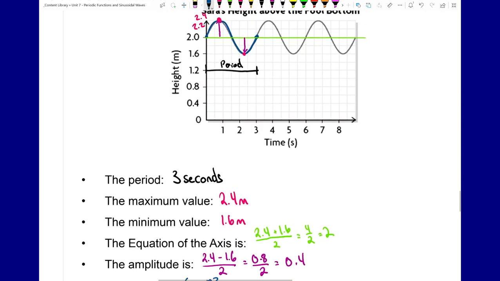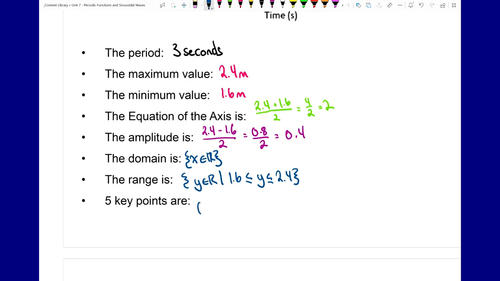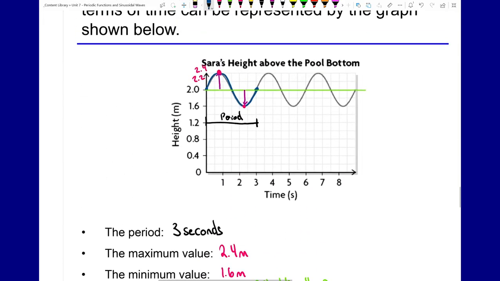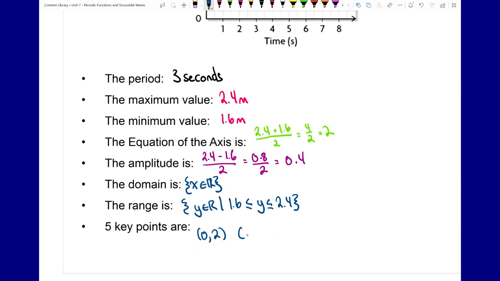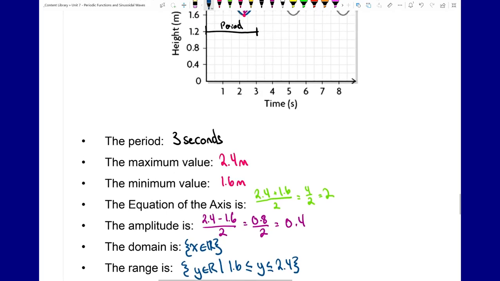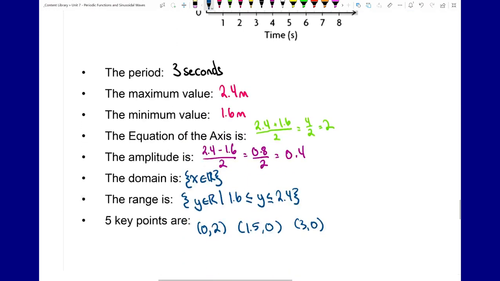And for 5 key points, again, this varies, but we could say 0 and 2. We could say 1.5 and 0. We could say 3 and 0. And we need the points for our max and min. So it would be halfway between 1.5. So 1.5 divided by 2 is 0.75.